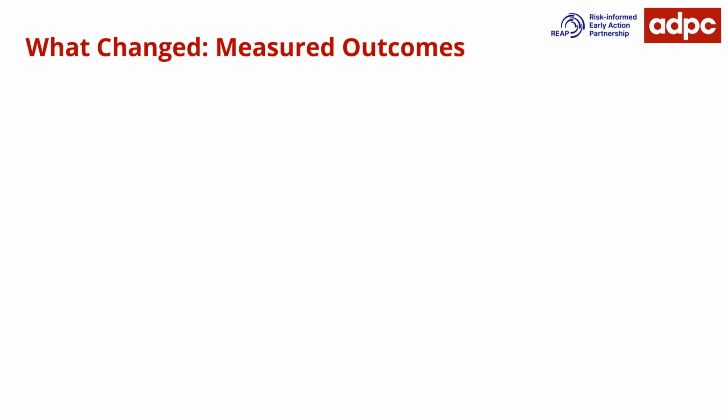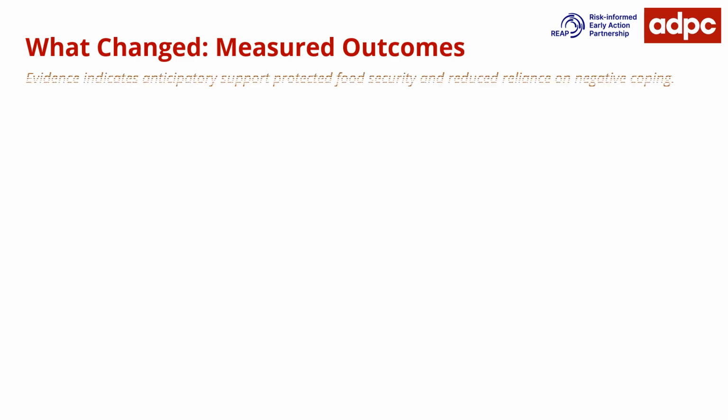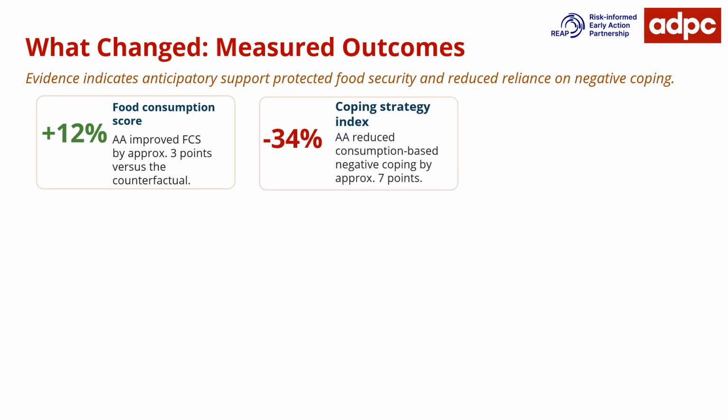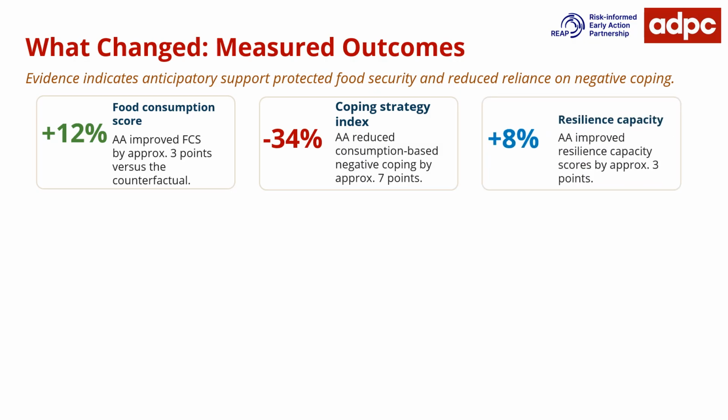So did the Madagascar activation actually work? The evidence indicates anticipatory support protected food security and reduced reliance on negative coping. The Coping Strategy Index improved by approximately 12%, anticipatory action reduced consumption-based negative coping by roughly 7 points. The Food Consumption Score improved by approximately 34% versus the counterfactual. And Resilience Capacity scores improved by approximately 8%, roughly 3 points.